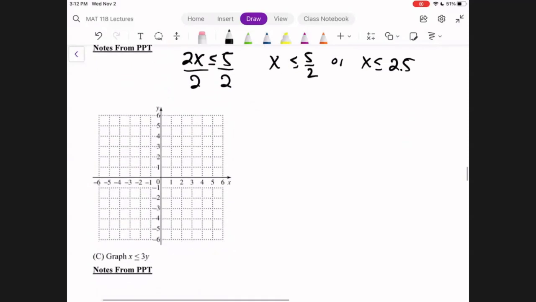So I go over to 2.5, which is right here. I'm going to make a solid line to go up and down. Remember, why is it solid? Because it has equality.